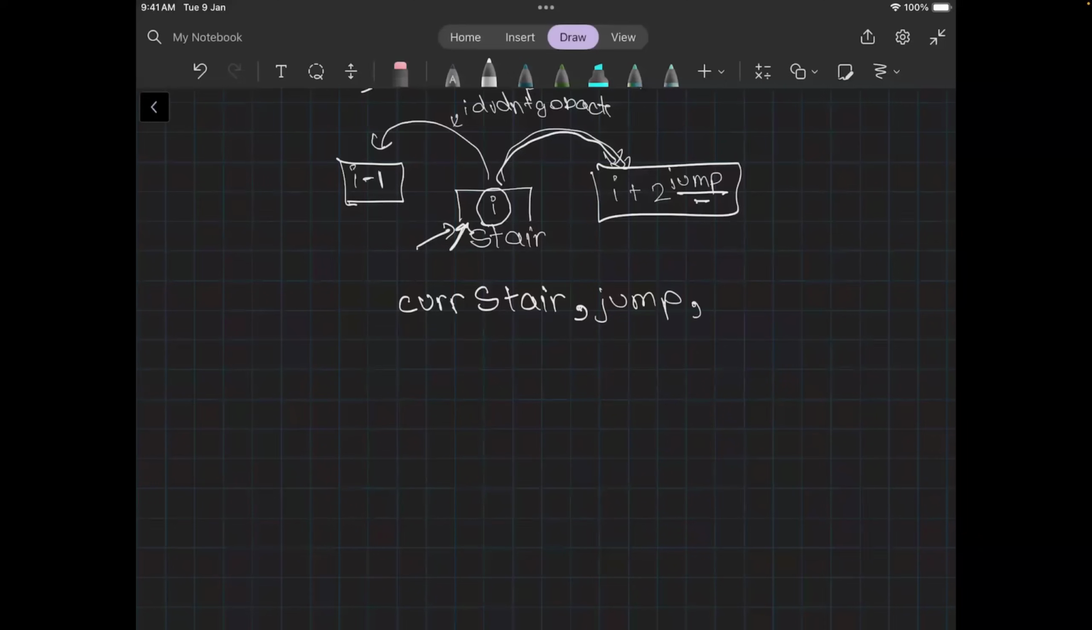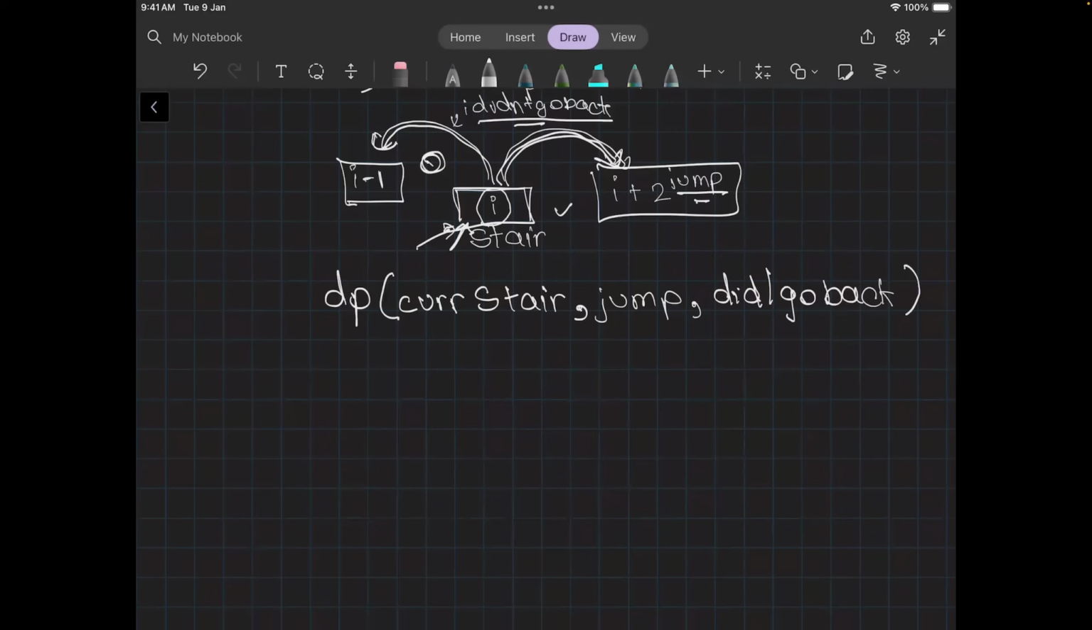Okay. And apart from jump, this transition is done. For this transition, I can only go to current stair minus 1 if I didn't go back the last move. So I also need to store did I go back. Now, since these are the only things we require, do we require anything else? No. I know where I am. I know what choices I have.